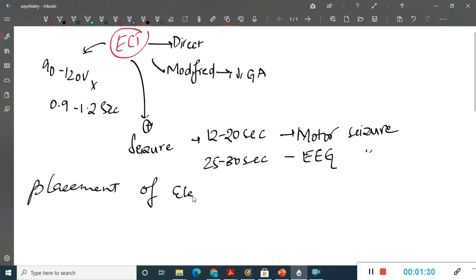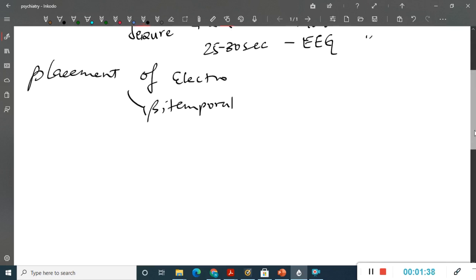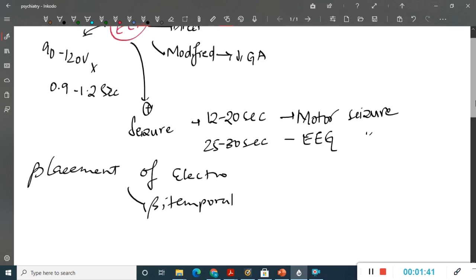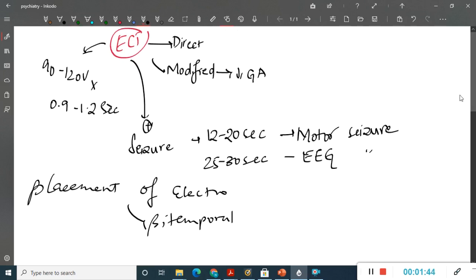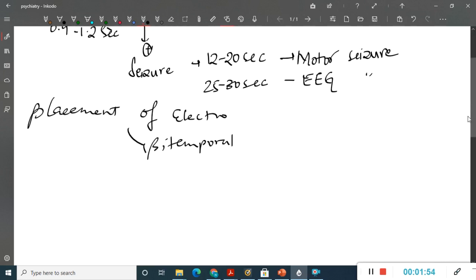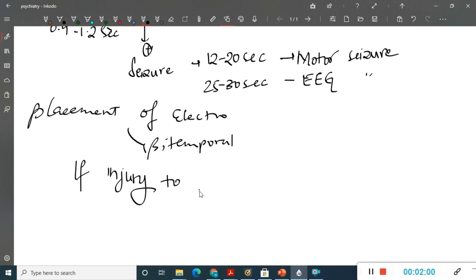Placement of the electrode is very important. We put the electrode in the bitemporal region. If there is an injury to the lobe, the electrode should be placed on the non-dominant lobe. Normally you put it in the bitemporal region, but if there is injury to the bitemporal lobe, then you should put the electrode in the bifrontal region. Placement is important.